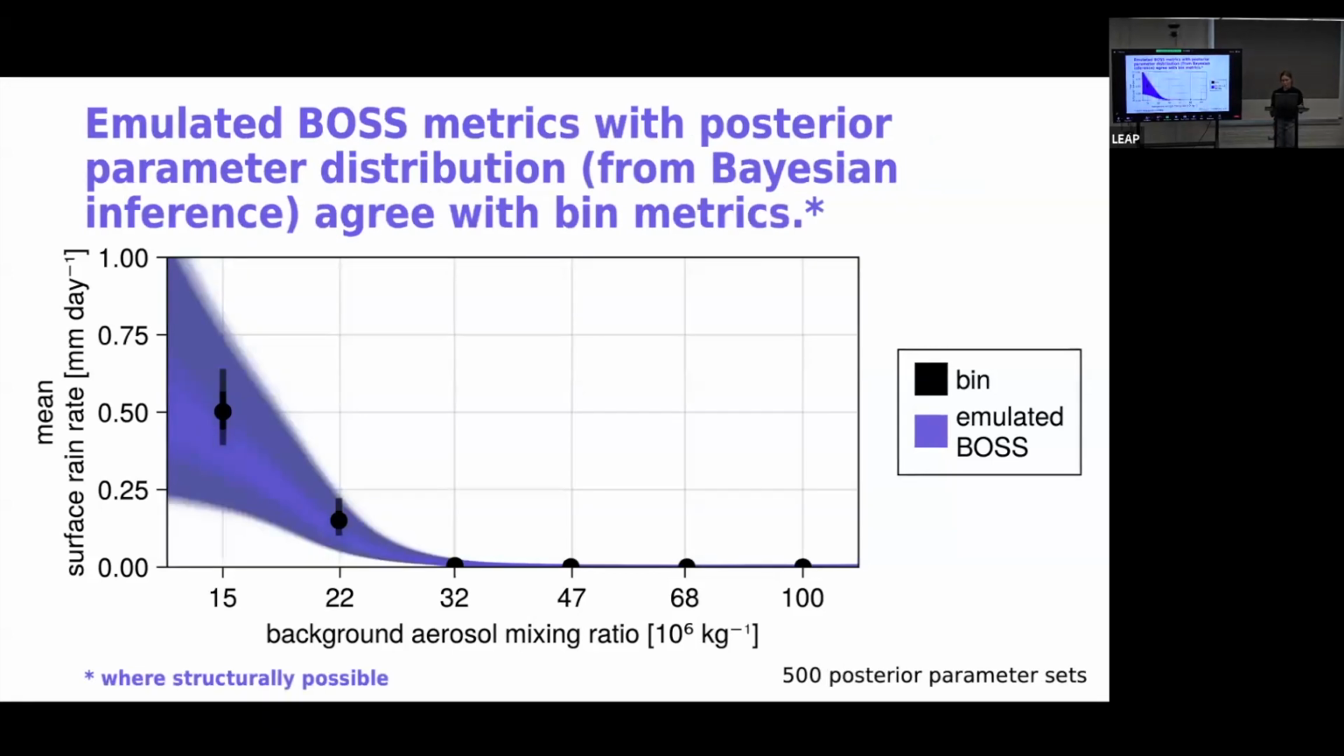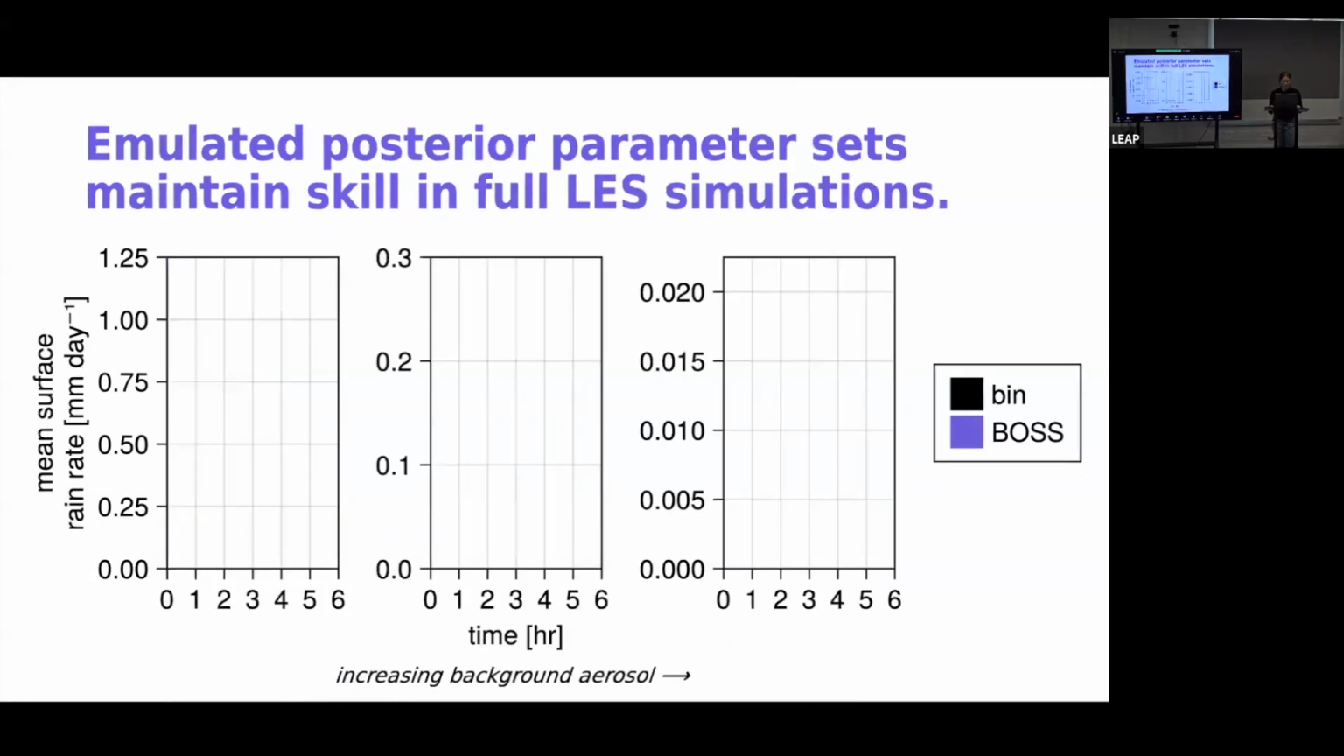In contrast, I can show our posterior parameter sets. These are 500 parameter combinations drawn after we've performed this machine learning enabled Bayesian inference. And we can see that our method is working, and we're finding parameter combinations that agree with the bin metrics. I'll just note that this is only possible where it's structurally possible. If the parameterized model can't produce certain physical outcomes, it's not going to magically happen from different parameter combinations.